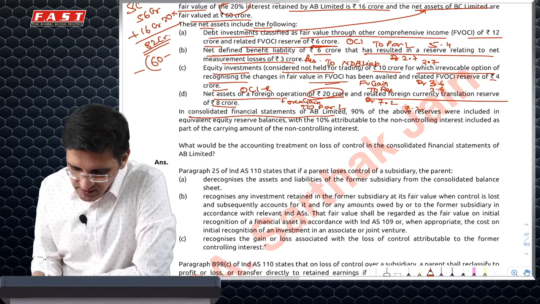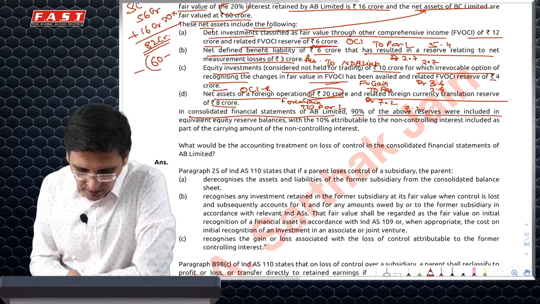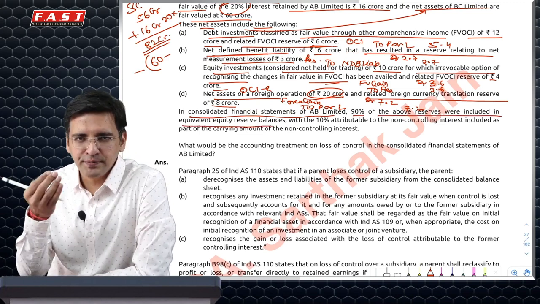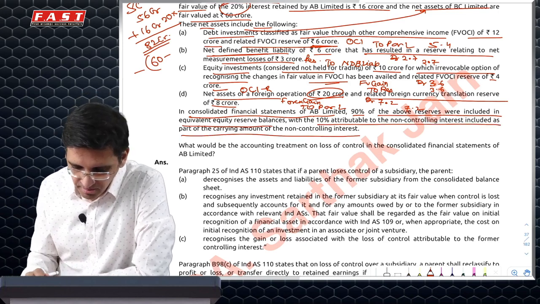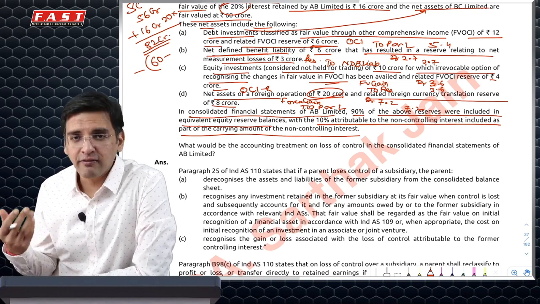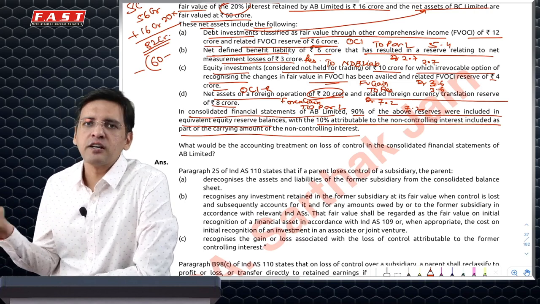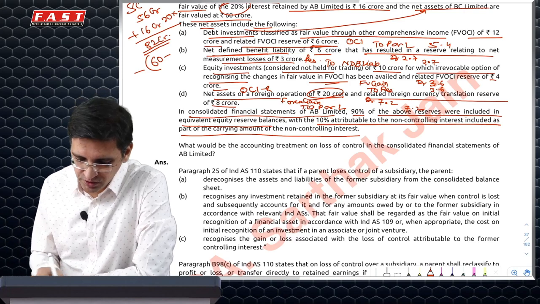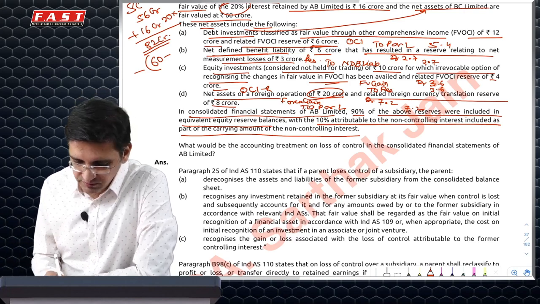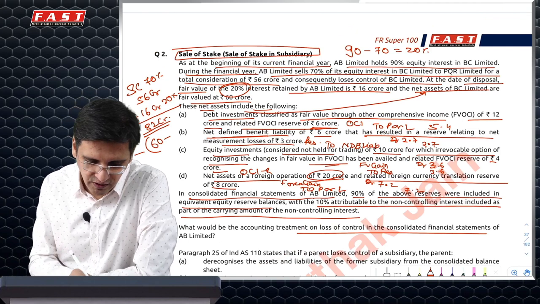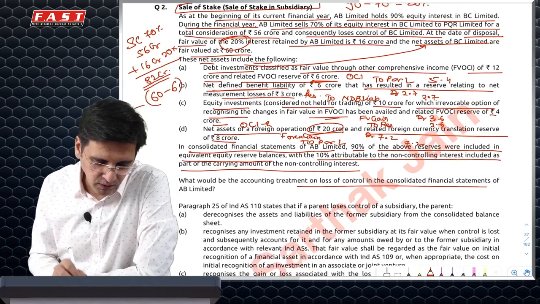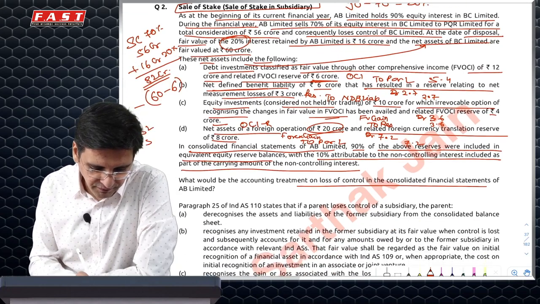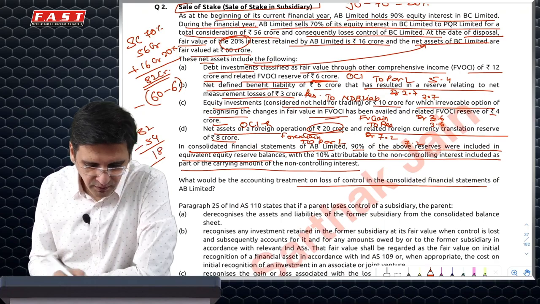In the consolidated financial statement of AB, 90% of the above reserves were included in equity reserve balances, in their respective places, and 10% NCI was included as part of the carrying amount of NCI. So here NCI, whether measured at fair value or otherwise, is not given, so we will assume it to be the identifiable net asset proportion. And second, goodwill is not given, so because net assets are given, we'll assume goodwill is included in the 60. So NCI would be measured at 10% of 60, which is 6. So 82 minus 54 is the profit from sale.